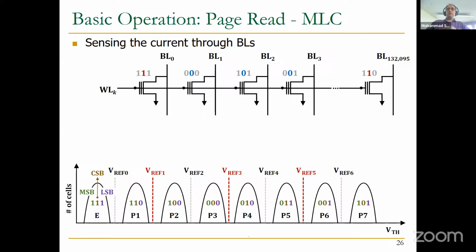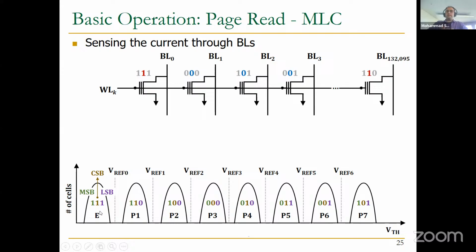In this TLC mode, because we have eight states, you're going to have seven reference voltages, right? Between every two distributions you have a reference voltage. That reference voltage can be used to distinguish between above or below that reference voltage. So you need a reference voltage for every one of these margins. Whenever you want to read a bit, you need to check the reference voltages where you can see a toggle in that CSB bit, depending on your encoding technique.